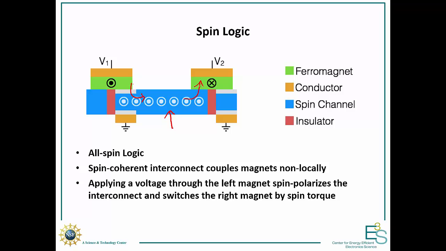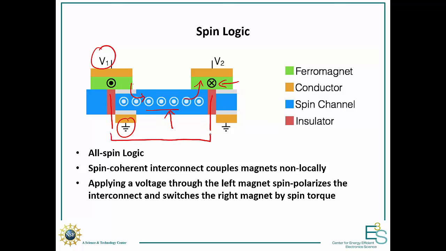And if I apply a voltage, say between V1 and ground, then depending on the polarity of that voltage, I'll get a different polarity of the spin polarization in this channel. And then that spin polarization will apply a spin torque onto the second magnet and switch it. And so by applying this voltage pulse, I can switch another magnet at long range. And these segments here are separated by insulators.